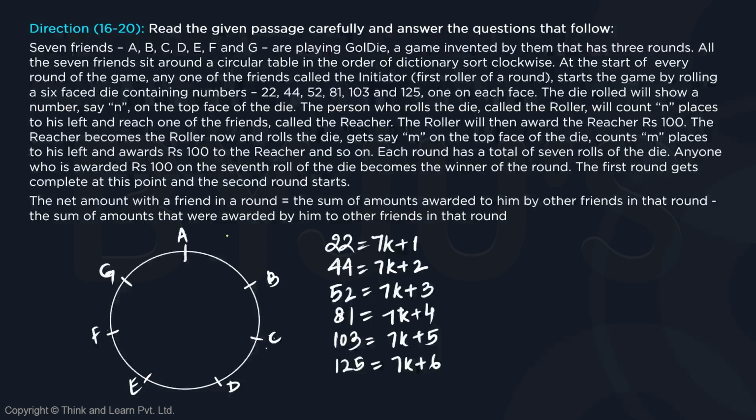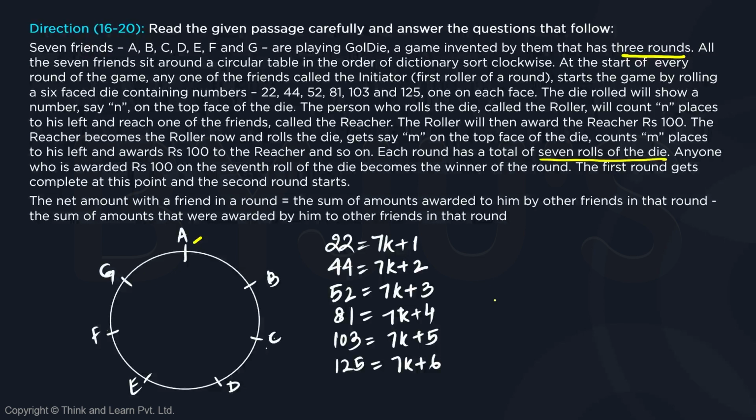Now suppose A starts the game, and after a certain number of throws, and it is given that there are a total of 7 throws, right? 3 rounds we have, and it was given that there are going to be 7 friends. A starts by rolling. It has got 7 rolls of the die, right?